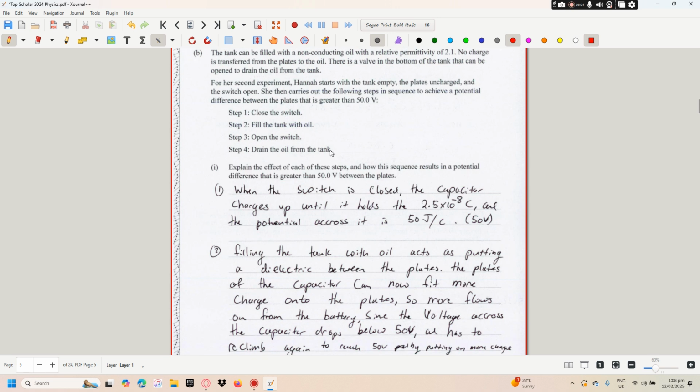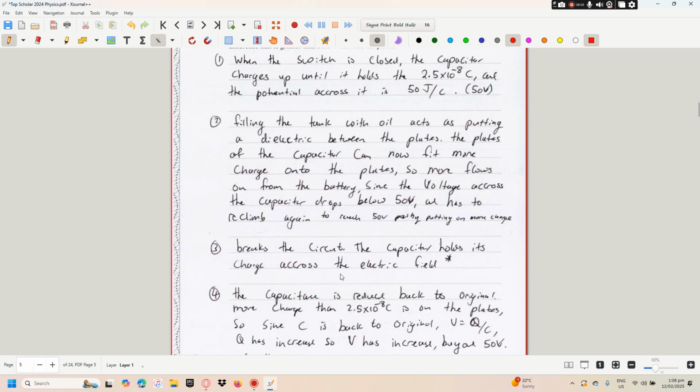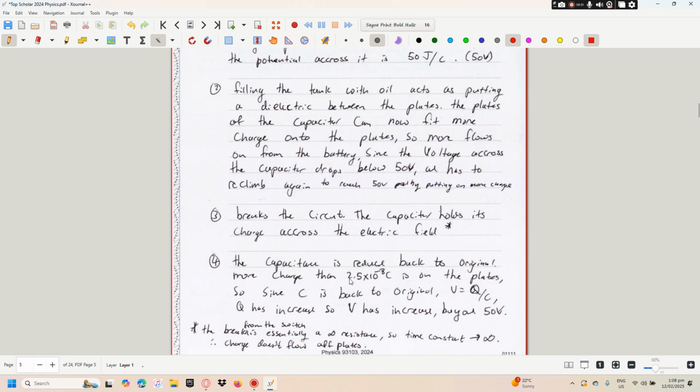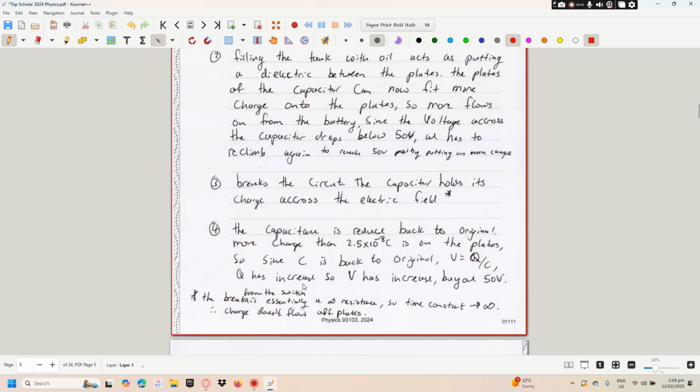And in step 4, when you drain the oil from the tank, the capacitance is reduced back to the original, but there's still more charge on the plates. You know, there's more than 2.5 times 10 to the minus 8 coulombs of charge. The charge can't go anywhere, but the capacitance is lowered, so V must have increased. If C goes down, V must increase to keep Q constant, beyond 50 volts.